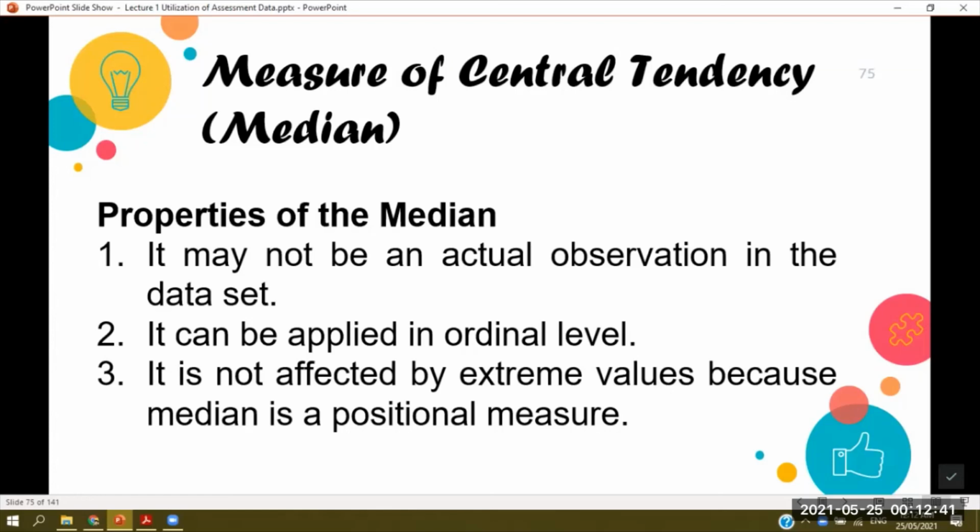It cannot be affected by extreme values because if you observe the feature of our median, median is very positional. It looks for the location, the center of the scores. So it is more about the position of the scores. Therefore, even if we have many outliers, even if we have many extreme values, the value of our median score cannot be affected by it, because again, median is a positional measure.